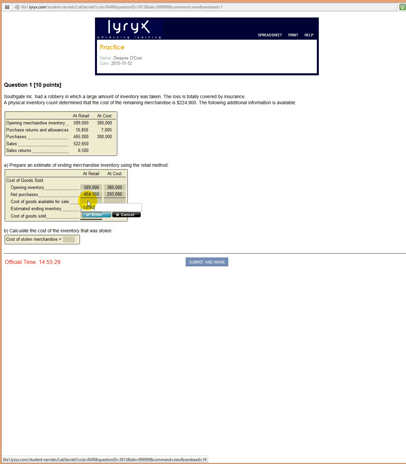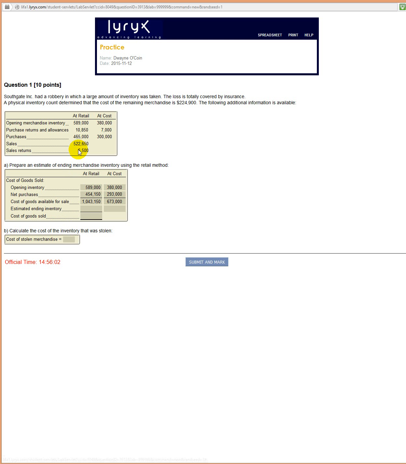$589,000 plus $454,150 is the estimate of cost of goods available at retail. And the cost of the goods available for sale, $673,000. We have all those records because we recorded the purchases, right? So we know how much inventory was there at the beginning. We added a bunch of new purchases, so this is how much was total available.